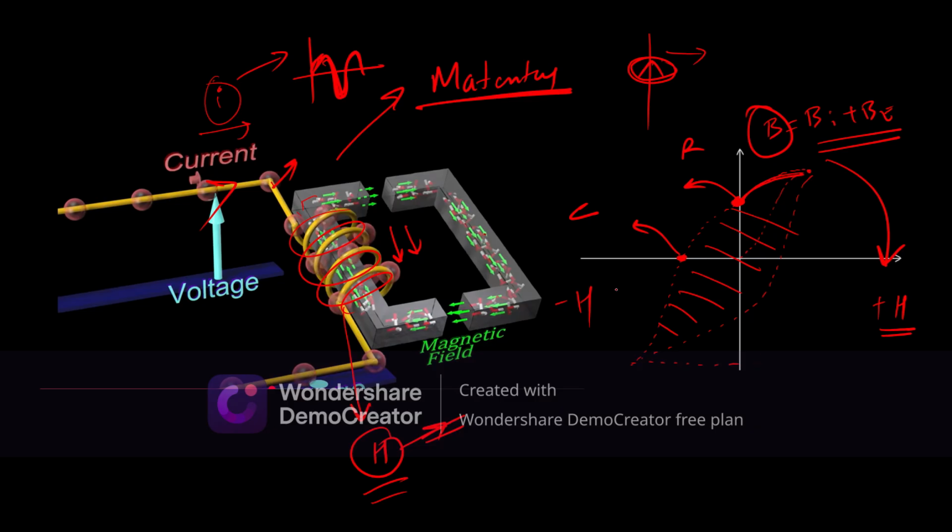In this curve, there are three important points. First one is Br, which is retentivity. Second one is coercivity. Third one is the product of B and H, which is BH max. These three terms are very important.